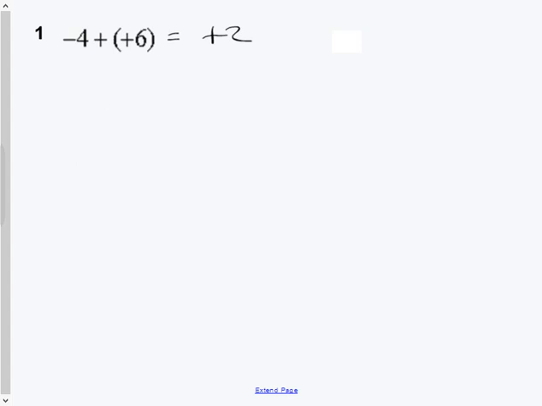Another way to think about it was if you owe $4 and you have $6, a +6 would mean having $6, -4 would be owing 4. You could pay off all of your debt and still have $2 left over, is what the intention of that type of question. That would be a simple question that you could use to figure it out.